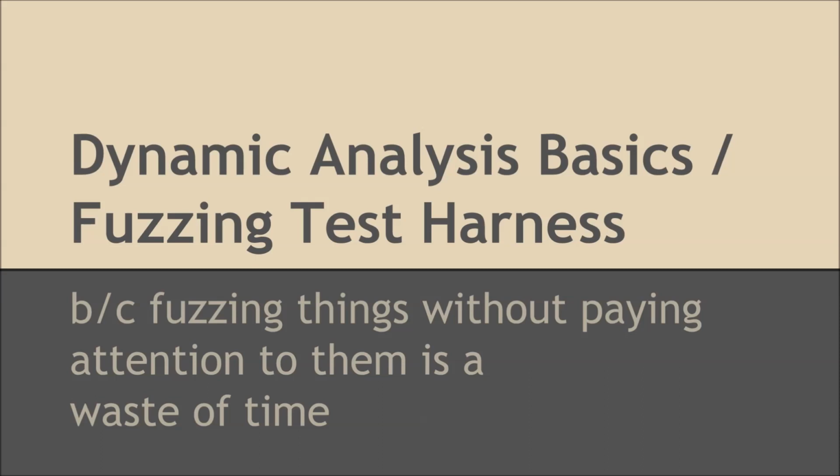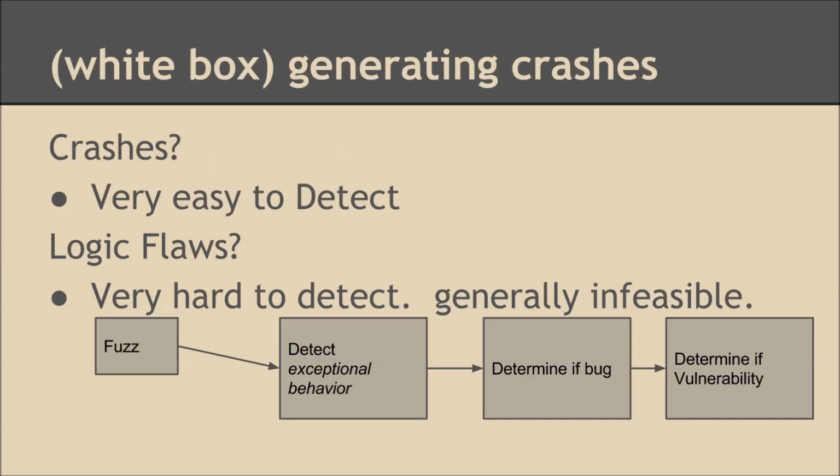It is pointless to fuzz something without paying attention to it, and this is dynamic analysis 101. You have to have some sort of test harness for what you're testing. There are two types of testing, white box and black box testing in general. There's also kind of a gray box testing where you try to learn as little information as you can in order to do what you need to do, so you don't waste more time than you need learning the application just to find vulnerabilities. But we'll cover just white box and black box. And gray box is pretty self-explanatory.